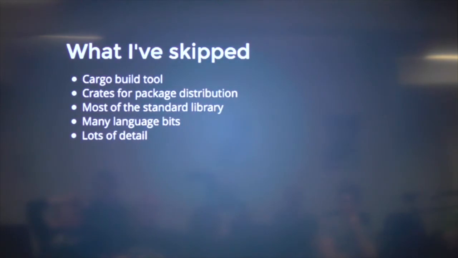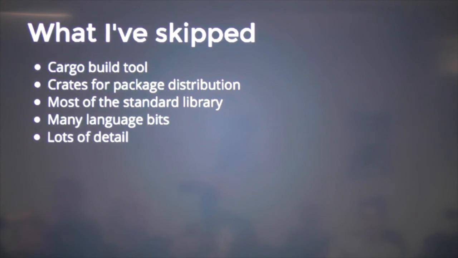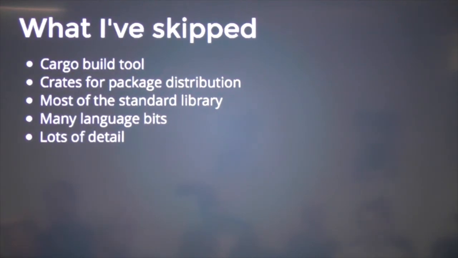So, some of the things I've skipped. There's a build tool called Cargo. It seems okay from the very limited use I've had. I haven't tried it too much. It uses something called crates for package distribution, a website called crates.io. This is the equivalent to the central Maven repository. One nice thing is that when they're doing nightly builds of Rust, I don't know if it's every night, they rebuild all of the open source code on crates.io with the compiler as part of their nightly or semi-nightly builds. That way they know if they've broken anything that's open source, which is quite handy.